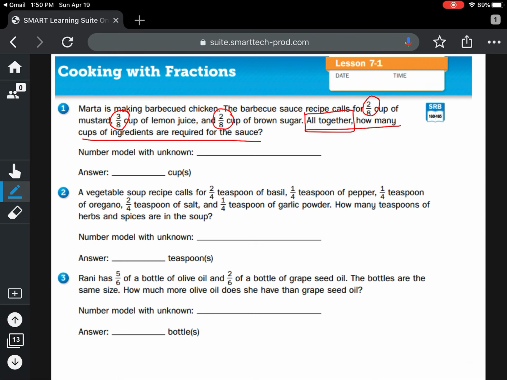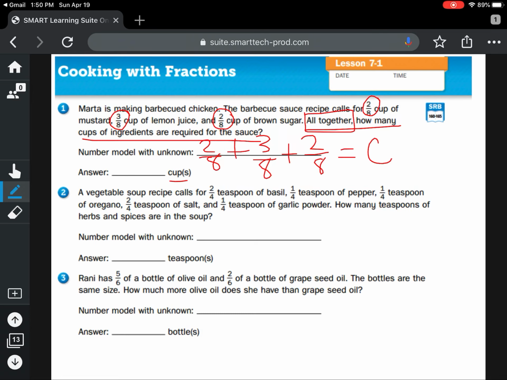So when I go down to the number model with the unknown, I'm going to start with my first fraction, 2/8 plus the second fraction, 3/8 plus 2/8 equals, and then my unknown, I'm just going to say C since we're going to be reporting our answer in cups. Make sure that you are writing all of this in your math journal as well.